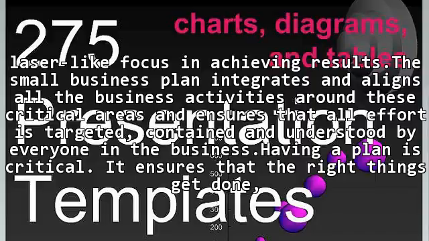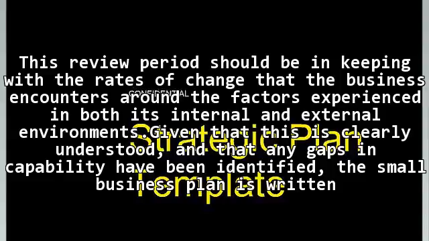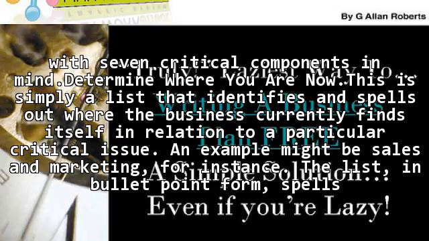It ensures that the right things get done within the time frames allotted and allows for the emergence of new initiatives when the plan is reviewed. This review period should be in keeping with the rates of change that the business encounters around the factors experienced in both its internal and external environments. Given that this is clearly understood and that any gaps in capability have been identified, the small business plan is written with 7 critical components in mind.